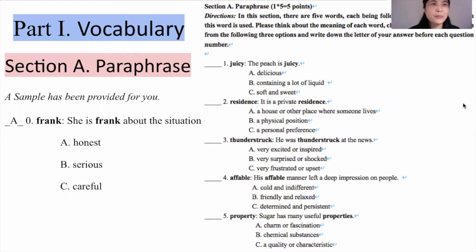Here is the vocabulary part. Section A, paraphrase. In the directions, students will get clear about their tasks. They are asked to think about the meaning of each word, choose the correct explanation from the following 3 options, and write down the letter of the choice. As the sample has shown, "frank": "She is frank about the situation." Here, the right choice is A, honest, because it is a paraphrase for "frank".